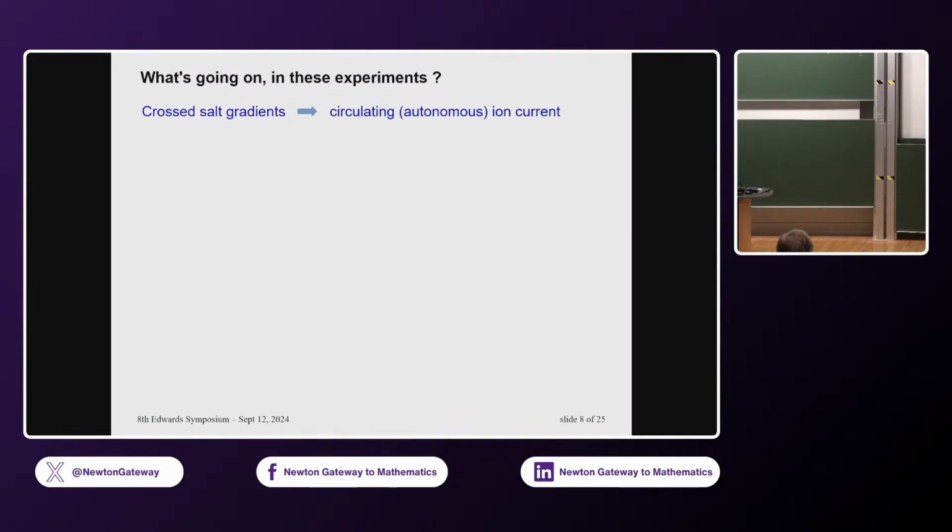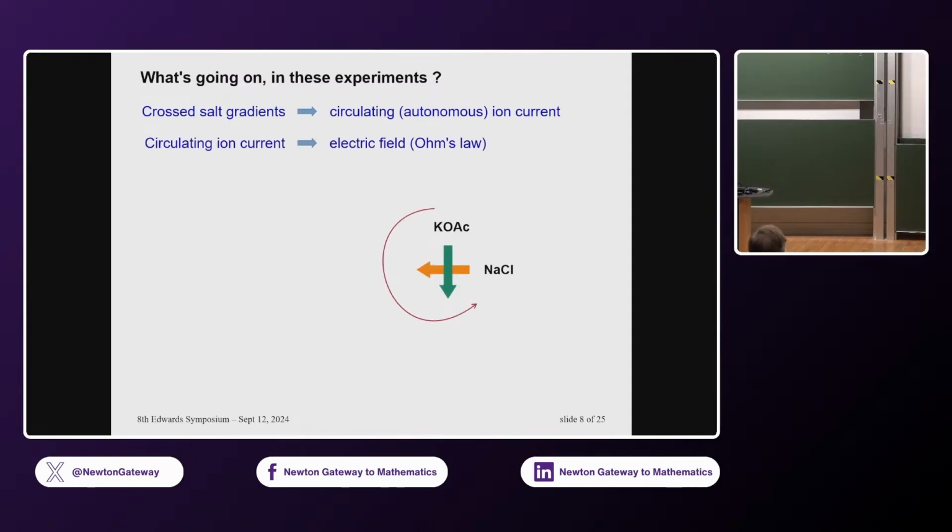What's happening is, as I'll explain, the salt gradients, when they meet, generate an ion current which spreads throughout the solution. Associated with the ion current is an electric field by Ohm's law, similar to what René talked about. And that electric field causes electrophoresis of the particles. So in this case, the current is circulating that way, and these are negatively charged particles, so they tend to move in the opposite direction to the current.